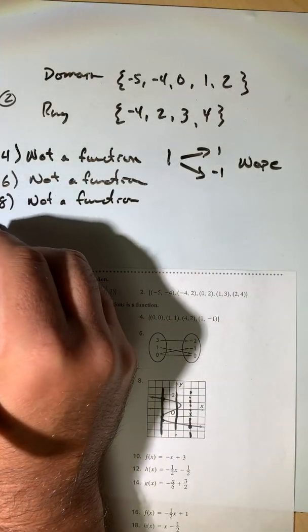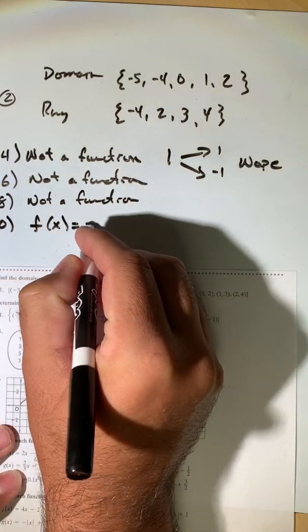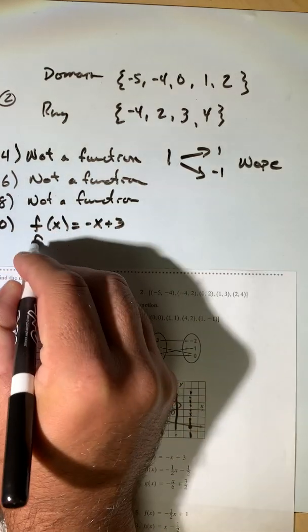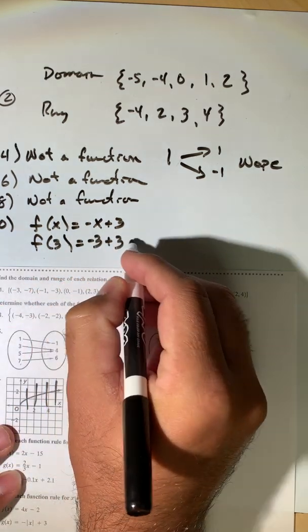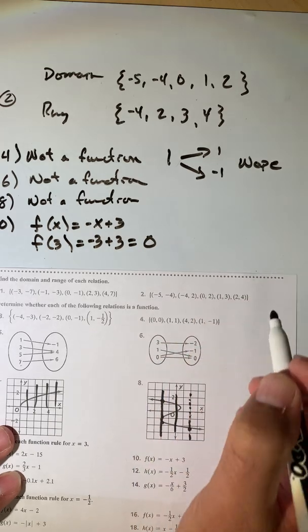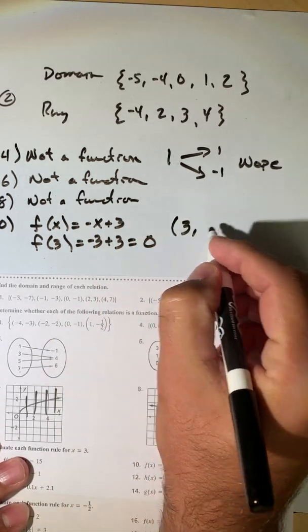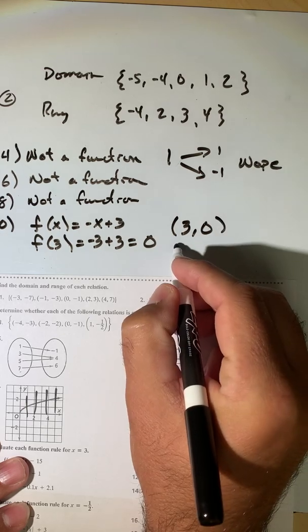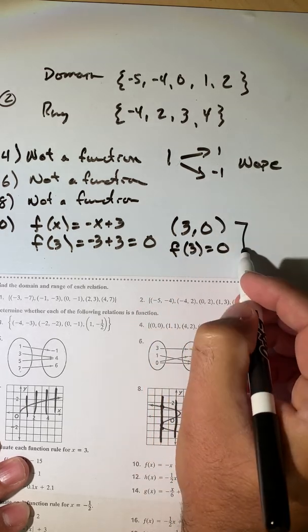So for number 10, it says f of x equals -x plus 3. So what's f of 3? Well, that's going to be -3 plus 3, which is 0. So that means I can write that as the point x equals 3, y equals 0, or I can also say f of 3 is equal to 0. Either way is fine.